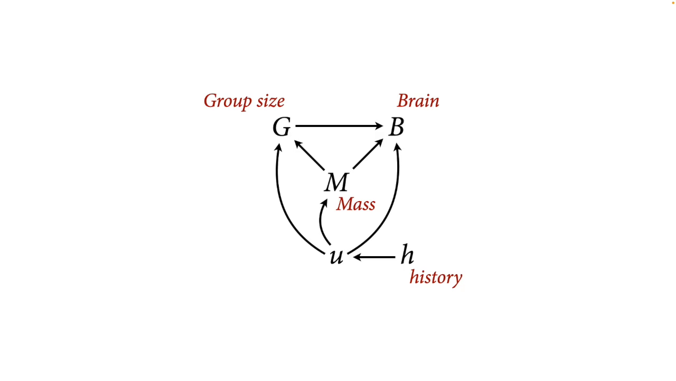Okay, to remind you, here's the DAG I had drawn in the previous lecture, where, actually, it was like two lectures ago. We've got group size and brain size and body mass, and there's some evolutionary history which is influencing a bunch of unobserved confounds, and that was the justification for including phylogeny, and we used a Gaussian process to do that.